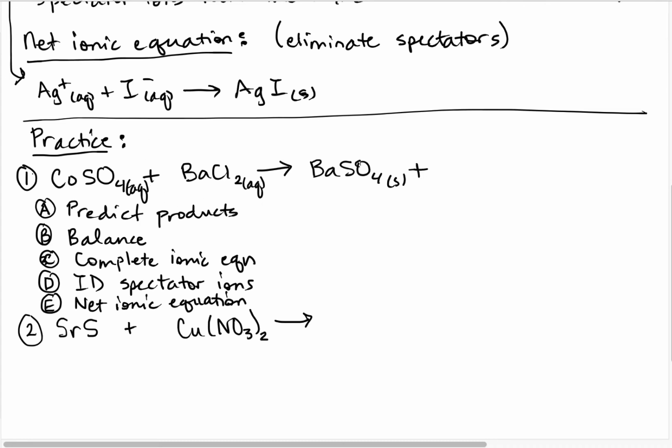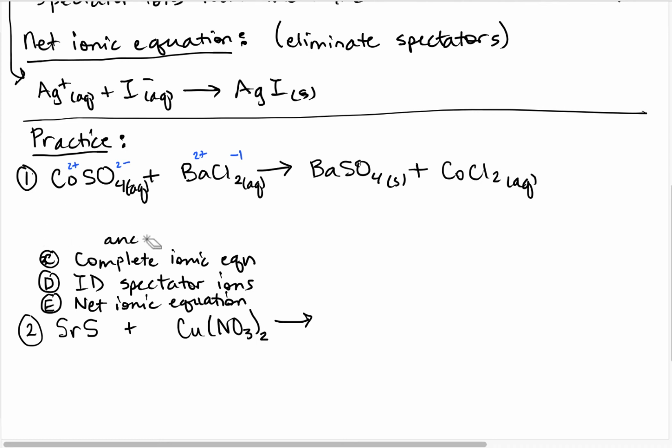And if we look at our charges here, we know that sulfate is 2 minus, so that means the cobalt must be 2 plus. And we know that chloride is -1, and that means the barium is 2 plus. So that means that our cobalt chloride will finish this off. So we've done our first step. We predicted the products, and we can take a look at it and see that it's already balanced.